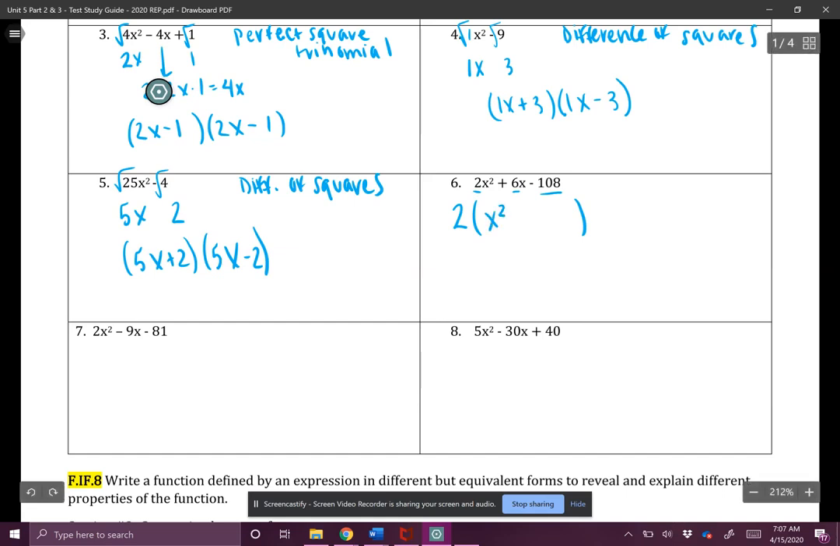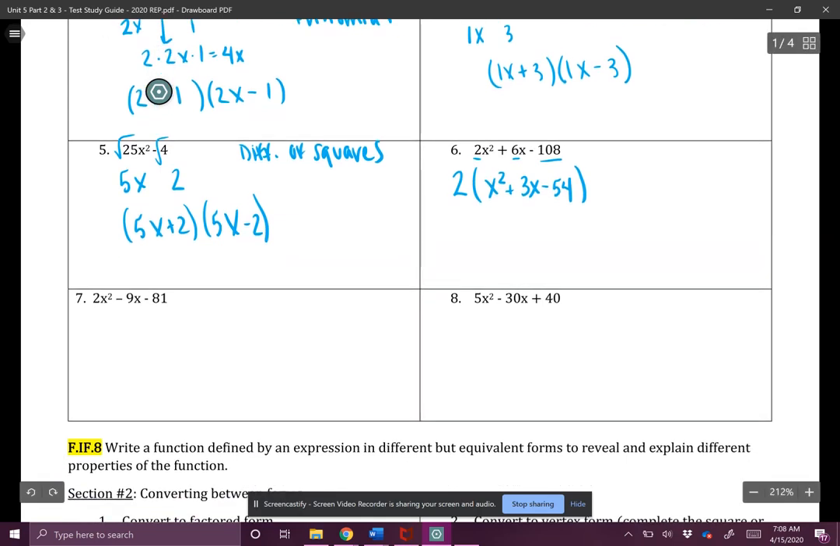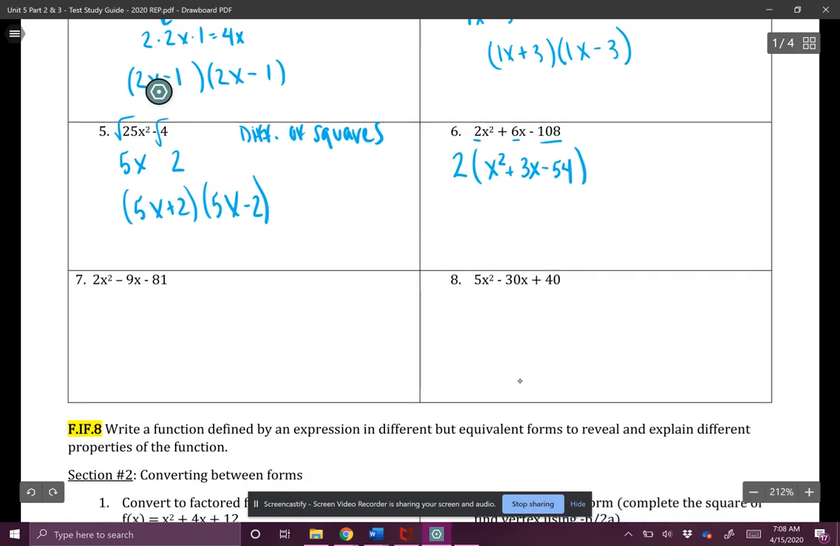That's x squared. 2 times what gives me 6x? That would be 3x. And 2 times what gives me negative 108? The answer is negative 54. If you need to use a calculator to help you do that, go ahead and do so. That's no problem at all. Now from here, all I have to do is factor what's inside the parentheses. And as you can see, I have a much simpler problem in this case.